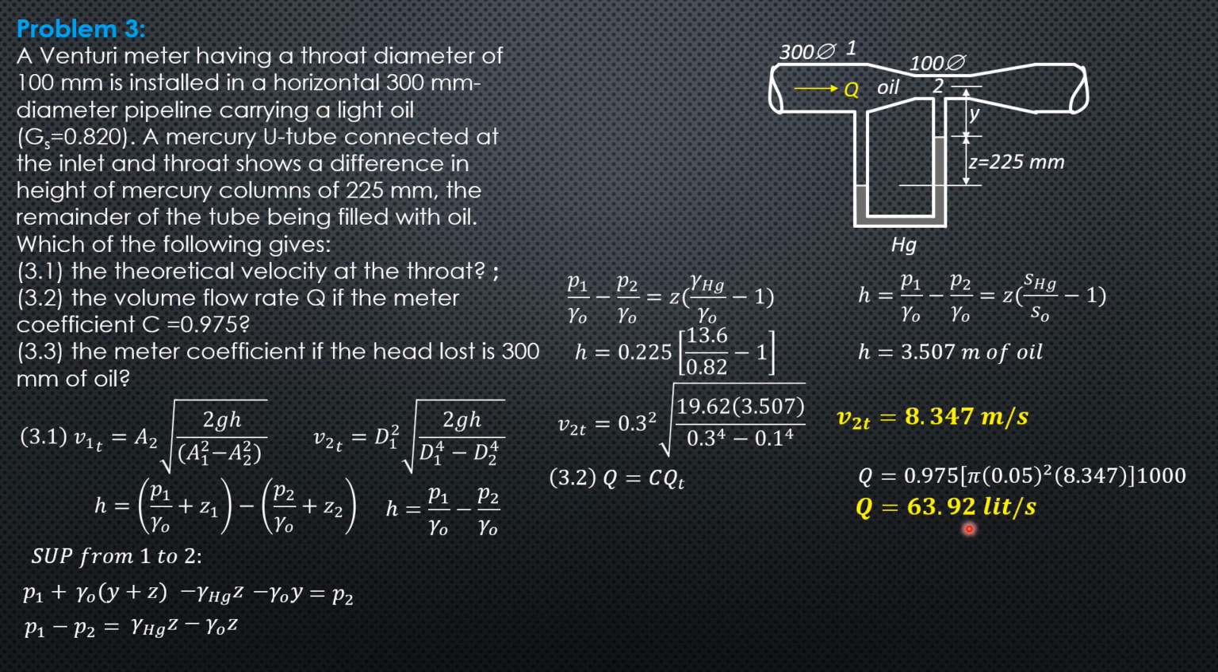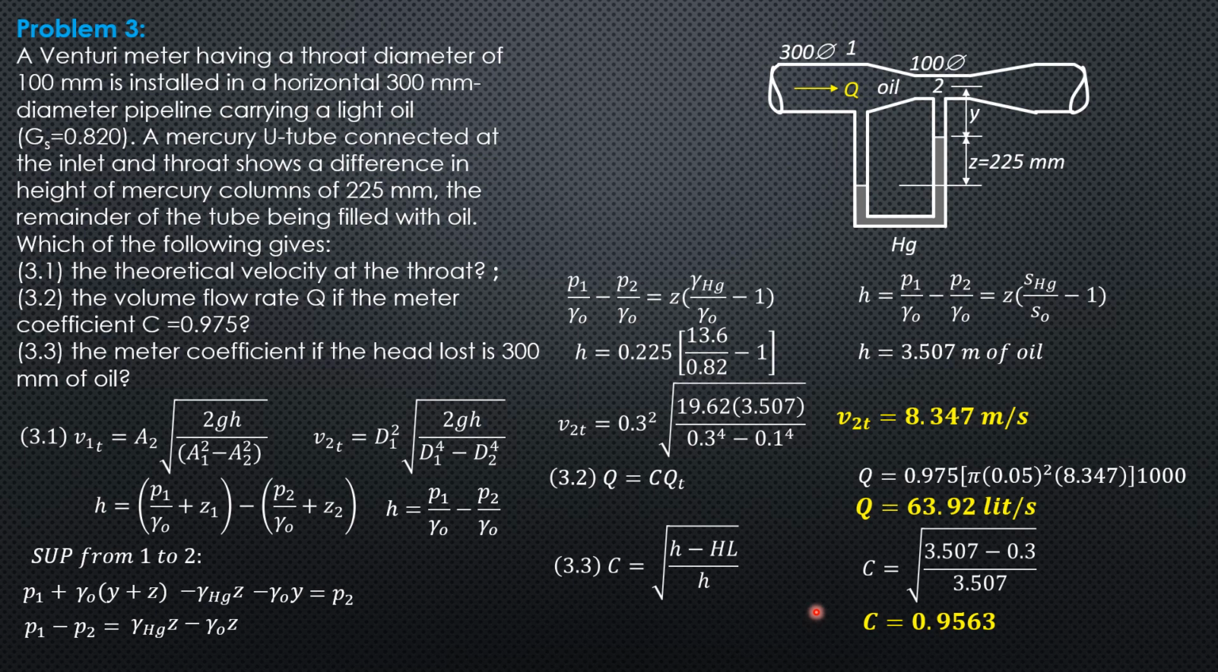And finally, for the meter coefficient, given the head loss, if there is head loss and we consider it, then we can compute the meter coefficient. And the formula, which I also derived in my lecture video on flow meters, is the square root of quantity small h minus head loss over small h. So this is the formula which I derived. So C is the square root of 3.507 minus 0.3 over 3.507. So the meter coefficient is equal to 0.9563.